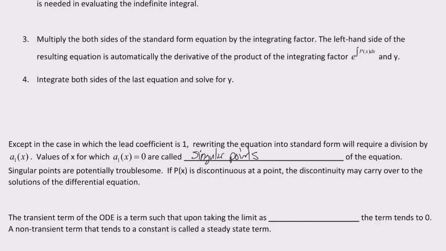The transient term of the differential equation is a term such that taking the limit as t approaches infinity, that term tends to 0. A non-transient term tends to be constant and is called a steady state term. So if you think back to a previous lesson, it's merely just measuring behaviors around a potential solution as to whether it's a steady state or something else. So we just refer to those as transient and non-transient terms.